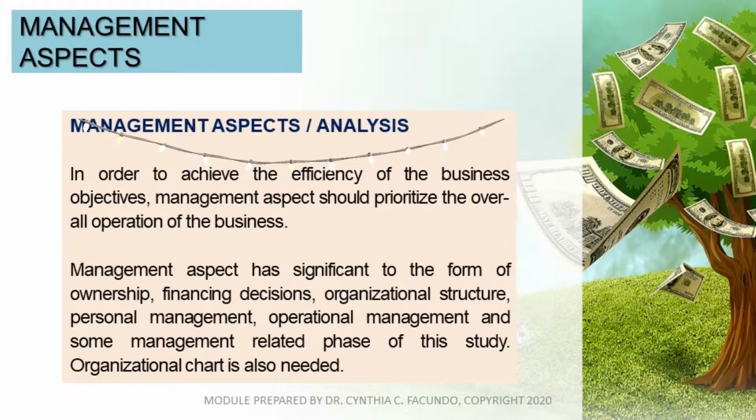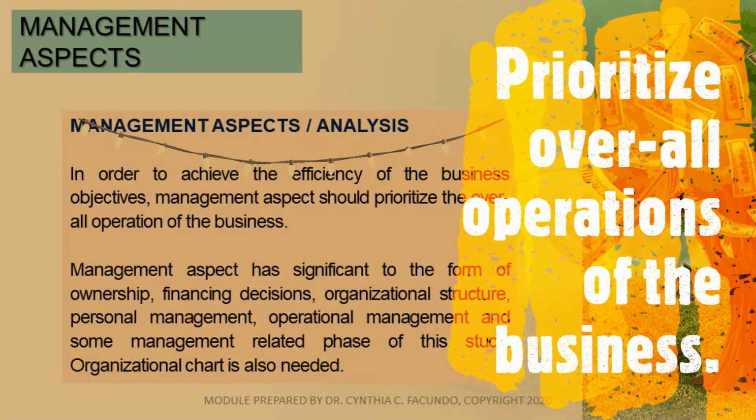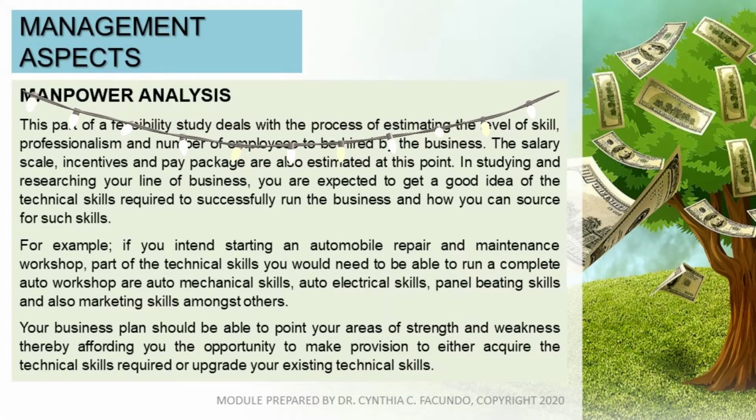Aside from your introduction, you also need to include the management aspect of the study. So, management aspect or analysis. In order to achieve the efficiency of the business objective, the management aspect should prioritize the overall operation of the business. The management aspect is significant to the form of ownership, financing decision, organizational structure, personnel management, operational management, and some management related to this study. An organization chart is also needed.